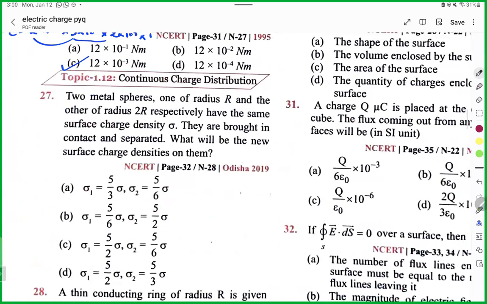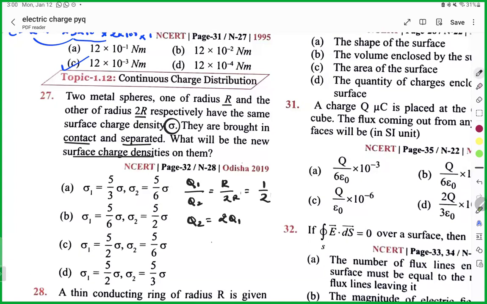This was the question. You have one sphere of radius R, another of radius 2R, and both have the same surface charge density. They come in contact and separate. What will be the new surface charge density? If you calculate the new charges Q1 by Q2, it will be R by 2R, which means 1 by 2. It means Q2 will be 2Q1. Correct?